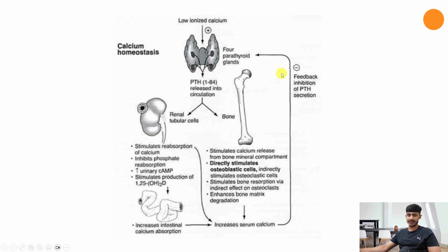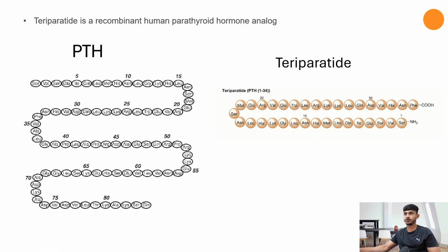So the parathyroid gland has a calcium sensing receptor. So if the calcium level in the blood increases too much, PTH release decreases, and if calcium level in the blood is low, PTH release increases. So with that basic concept, let's move on.